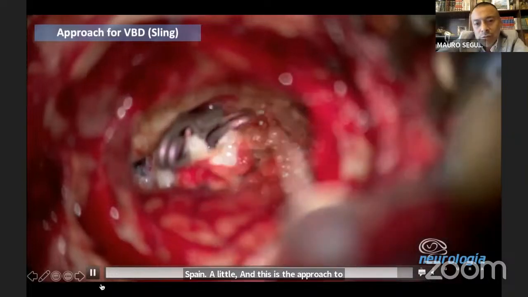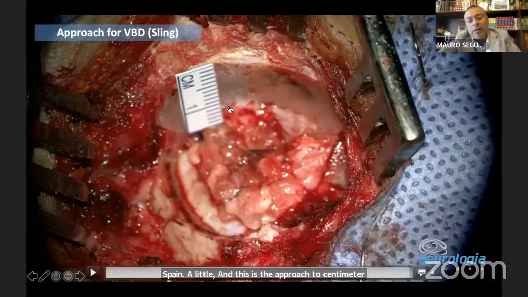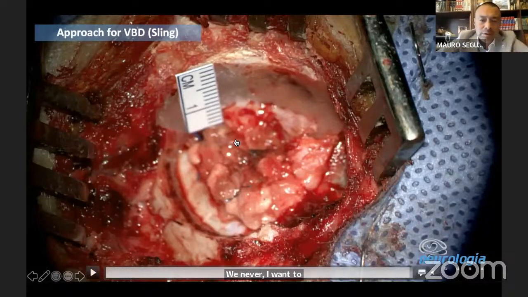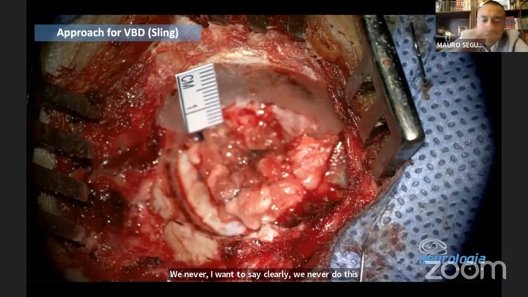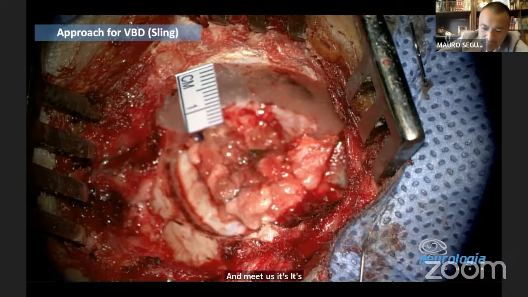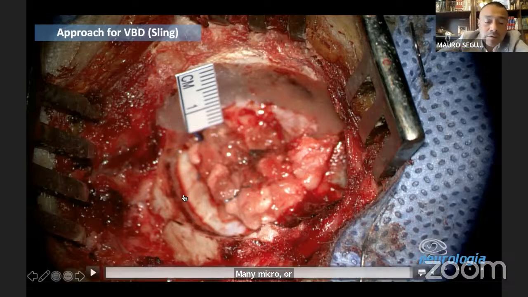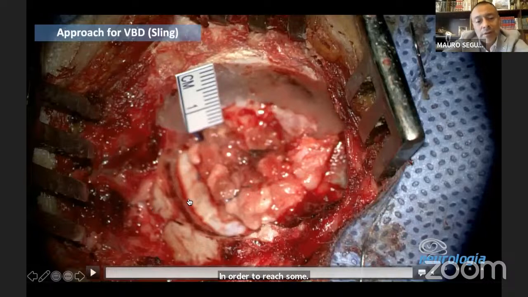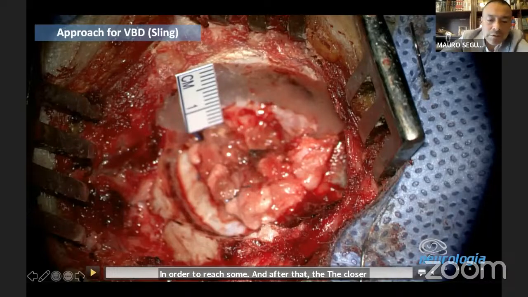2 centimeters is important. I want to say clearly, we never do this surgery without all the elements. Midas is very important. Drills, microscope, clips, Mackenzie, many micro scissors, many bipolars. We are even doing a modified Kapa Bianca in order to reach some deep veins. And after that, the closure is the same as we know.